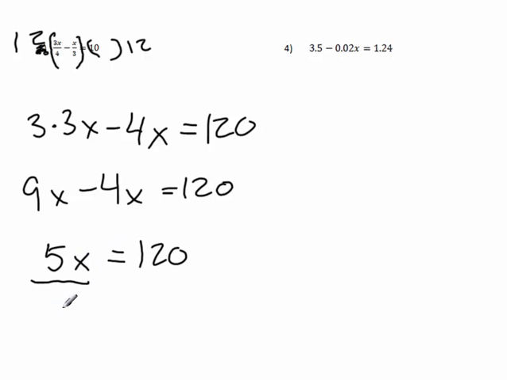And I could divide by 5. Divide both sides by 5. And now x equals, I don't need that dot there, x equals 24.